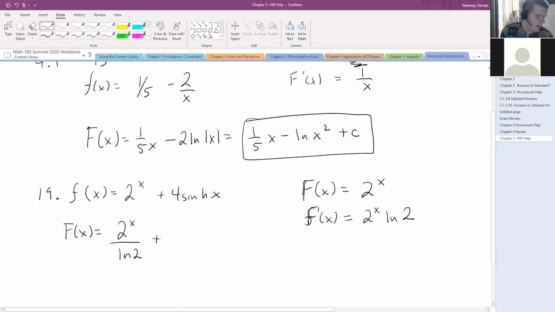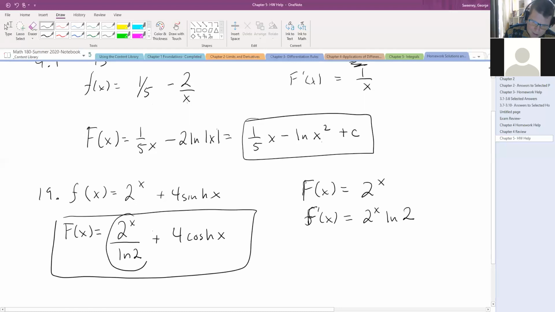Then plus, and we look at sinh x, its antiderivative is just cosh x. So if you look on the table, this will be plus 4 cosh x. And that's it. This one, I have an expectation that you know. This one I do not. Plus C. Thank you for plus C. Always. See, details matter. All right.